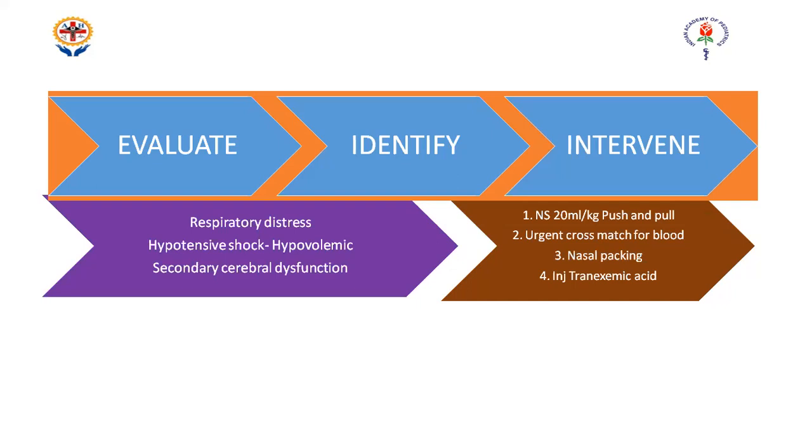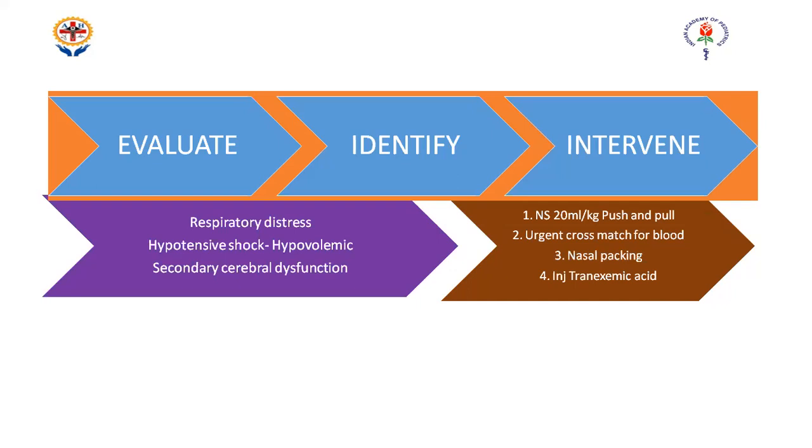So when you're correcting a shock in a child, meanwhile you need to take measures to control the bleeding. Unless you control the bleeding, you cannot keep giving 10 packets, 20 packets of blood to any child. So on one side resuscitation is going on, on the other side you need to take measures to control the bleeding. So this child has epistaxis. So what we can do is pack the nose. So nasal packing can be done.